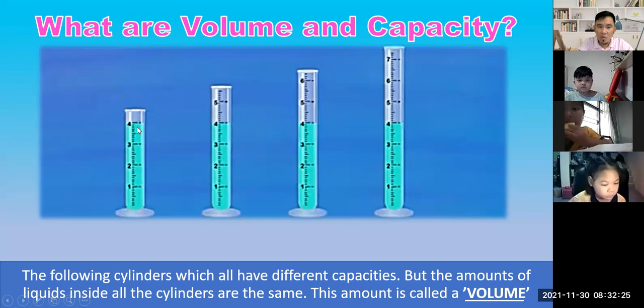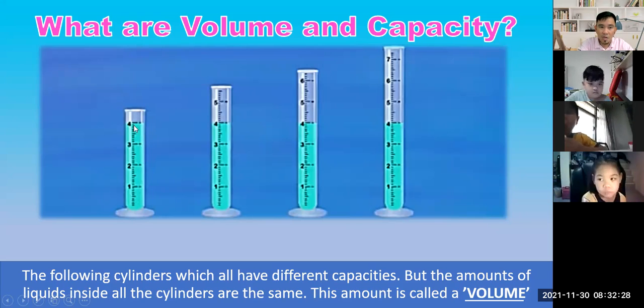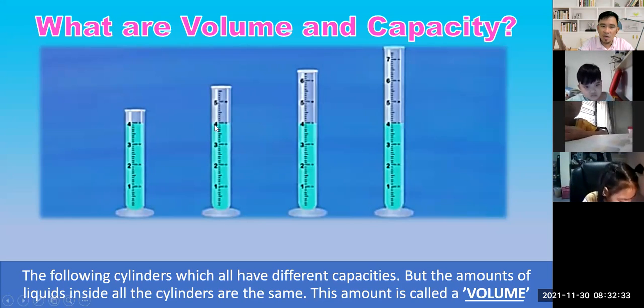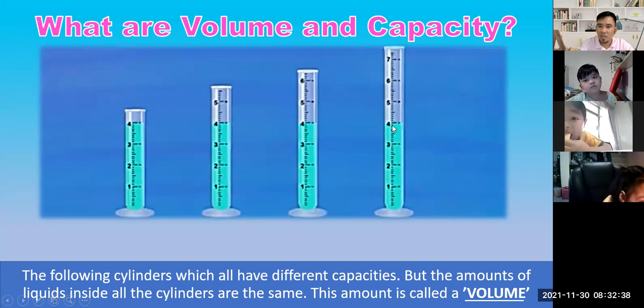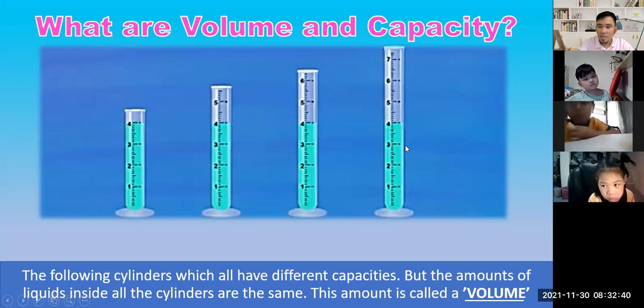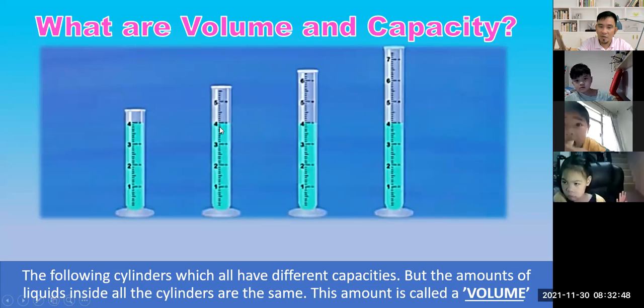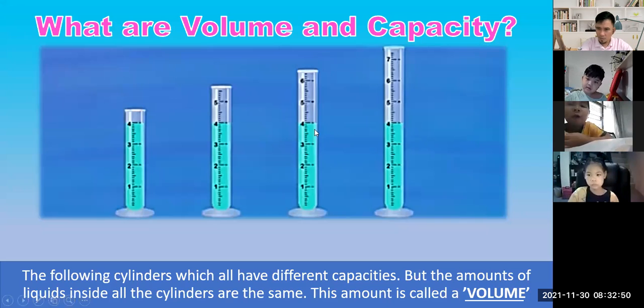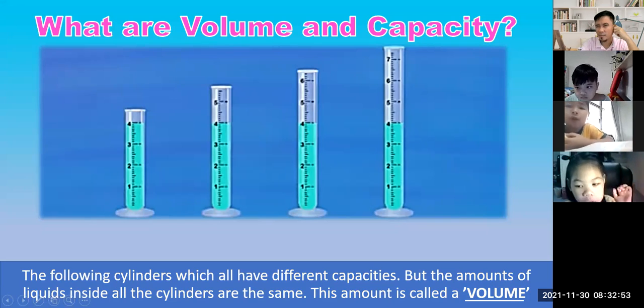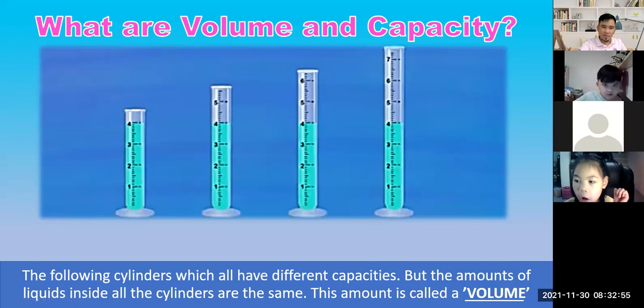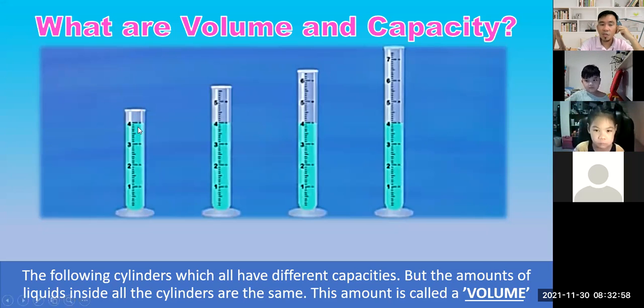The liquid, the color green here. The liquid here is 4 liters. The liquid here is also 4 liters, and here is 4 liters, and here is 4 liters. So these are called volume. The liquid inside is called volume. What is volume in Thai again? Volume is pariman. So these cylinders have the same volume.